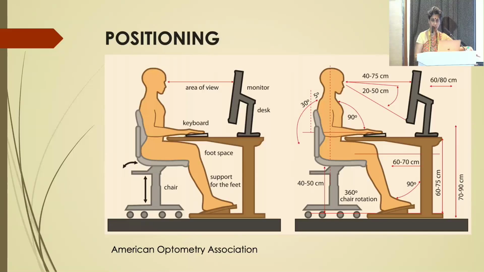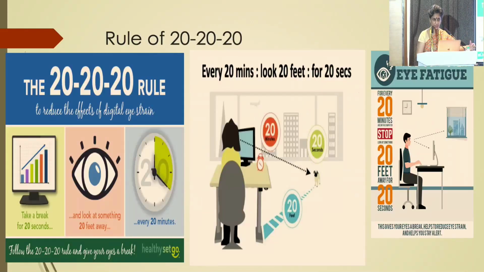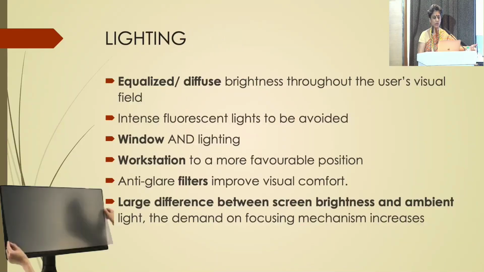The American Optometry Association wants you to sit at 90 degrees at all joints. We are coming to that. We have a small video on that. And of course, we all know the 20-20-20 rule, but we don't know some other rules. We are just going to cover that.